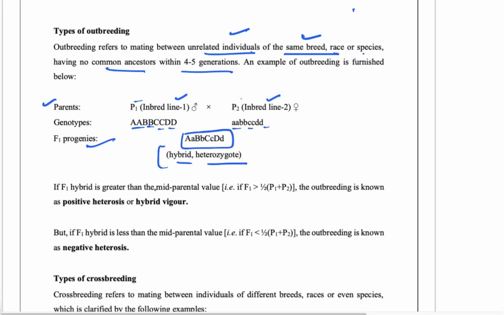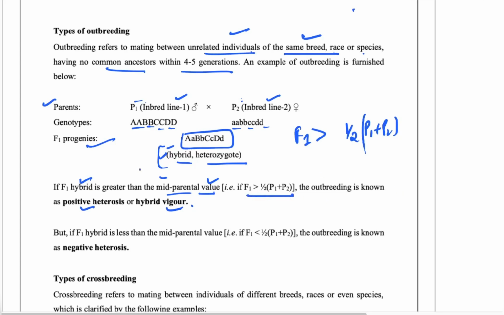So if the F1 hybrid is greater than the mid parental value, now what is this? Basically, the F1 progeny has some kind of value which can be greater than the half of parent 1 and parent 2. The outbreeding is known to be positive heterosis or hybrid vigor. Basically, this means that the hybrid is more advanced as compared to parent 1 and parent 2. Right? पेरेंट 1 एंड पेरेंट 2 का जब आप हाफ कैरेक्टर्स देखते हैं, मिड पेरेंटल वैल्यू जिसको कहते हैं, when the F1 hybrid is greater than the mid parental value which is calculated as such.